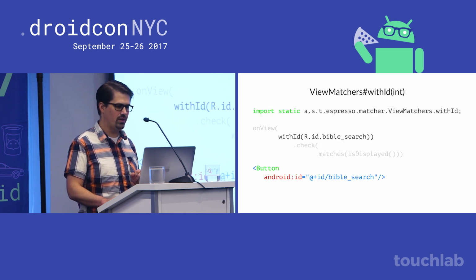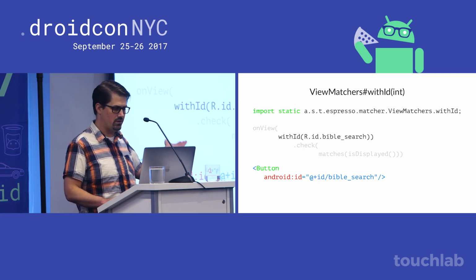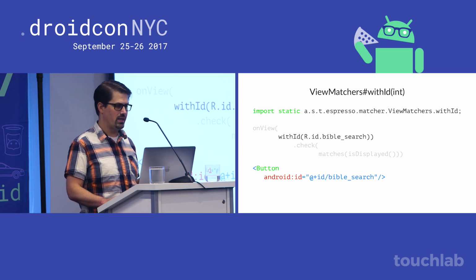So let's start with withId. It's a static import that comes from the ViewMatchers class, which is part of Espresso. It takes an ID, which is a resource ID, generally something attached to a button like you see here. We have the Bible search button that's attached to that in your layout XML. So we're saying that we want the view with that ID. So what does the withId method do?